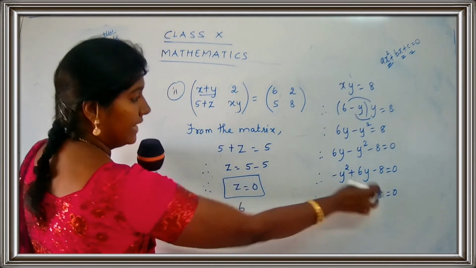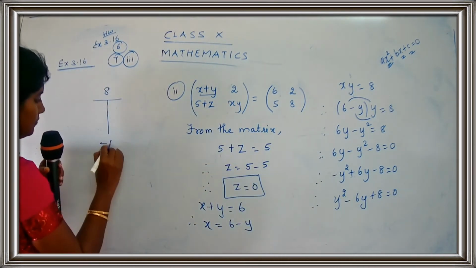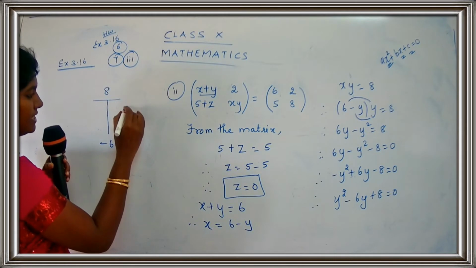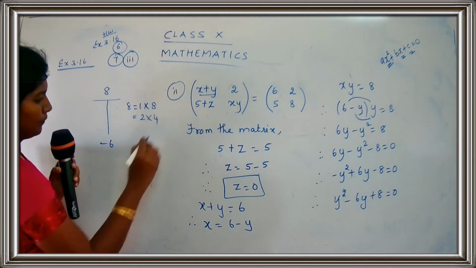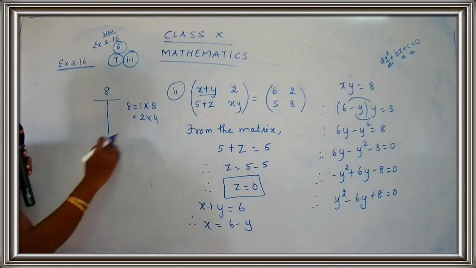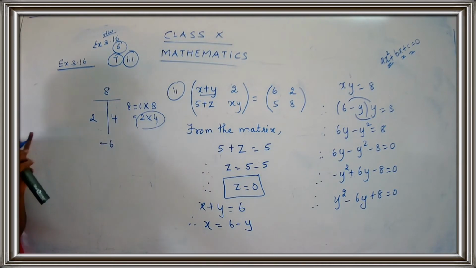1 into 8, 8. Middle term is minus 6. So 8, you have to factorize 8. 8 is 1 into 8, 2 into 4. So we can choose this second choice, 2, 4. Yes, children?